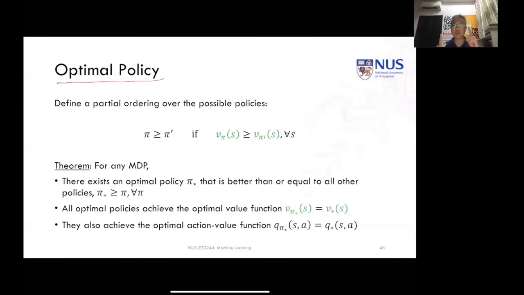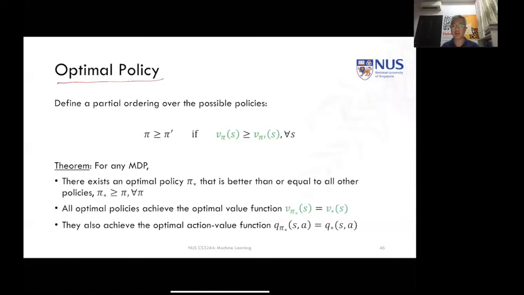There is one single policy, or a multitude of policies, that are all optimal, and all of those optimal policies achieve the optimal value function for all of the states. That also means that it always takes the most appropriate decision to reach the highest amount of rewards. So there may be more than one policy that does this. You can think about why.